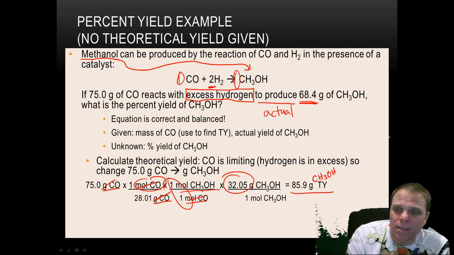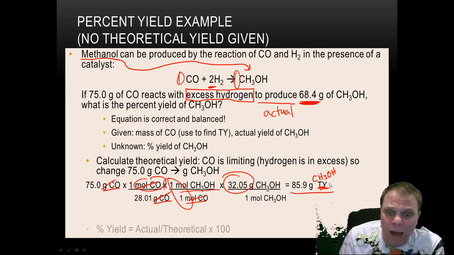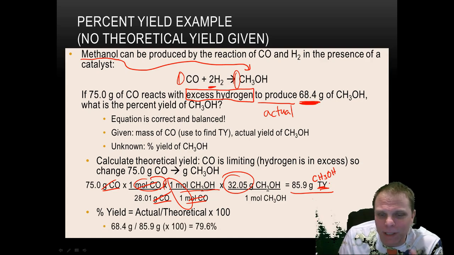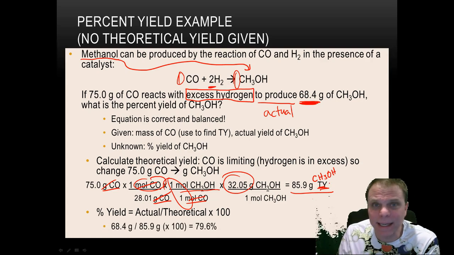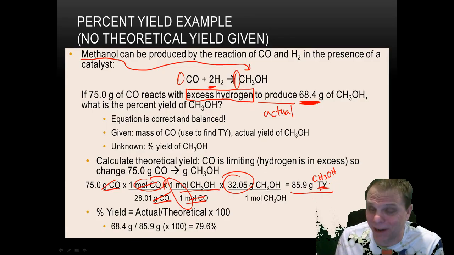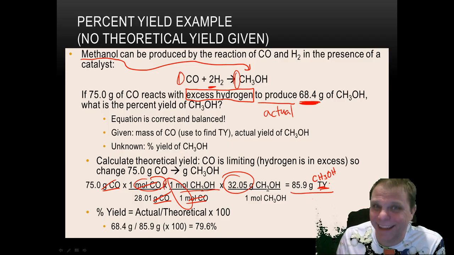I didn't get that many grams of that. I only got 68.4. That's my actual yield. This is my theoretical yield. So now let's do actual divided by theoretical times 100. This is not so hard. Thank you, I know how to do it now. See? Can you do it? Are you going to do it on your own? Yeah. You got this.